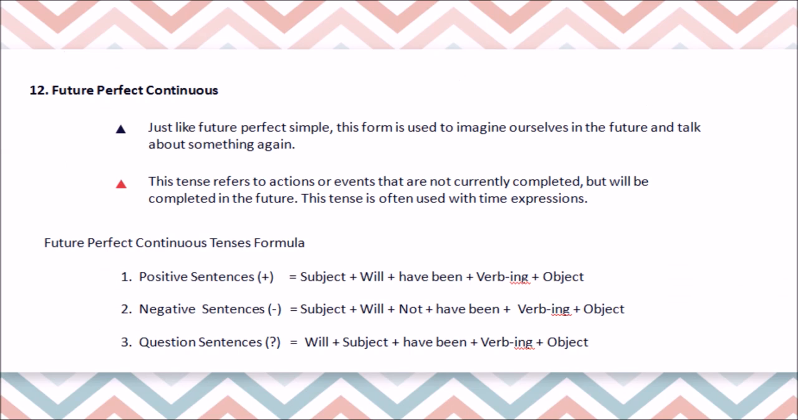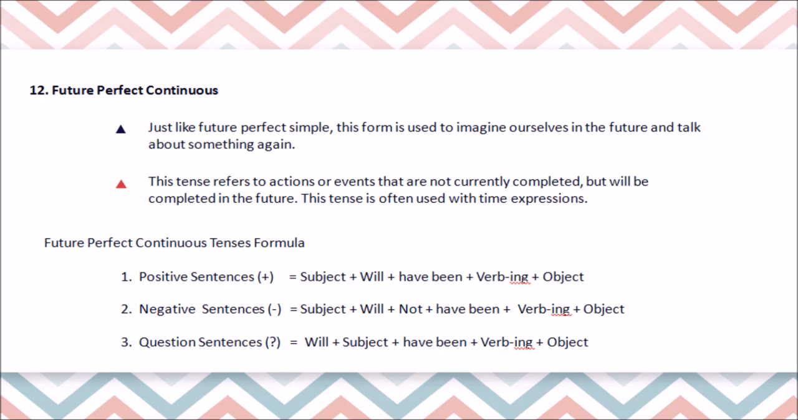Future perfect continuous. Just like future perfect simple, this form is used to imagine ourselves in the future and talk about something again. This sentence refers to an action or event that is not currently complete but will be complete in the future. This tense is often used with a time expression. Future perfect continuous tense formula.